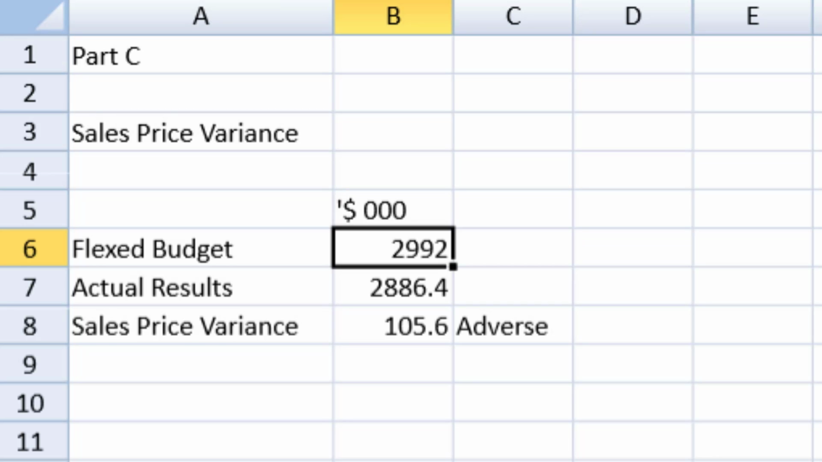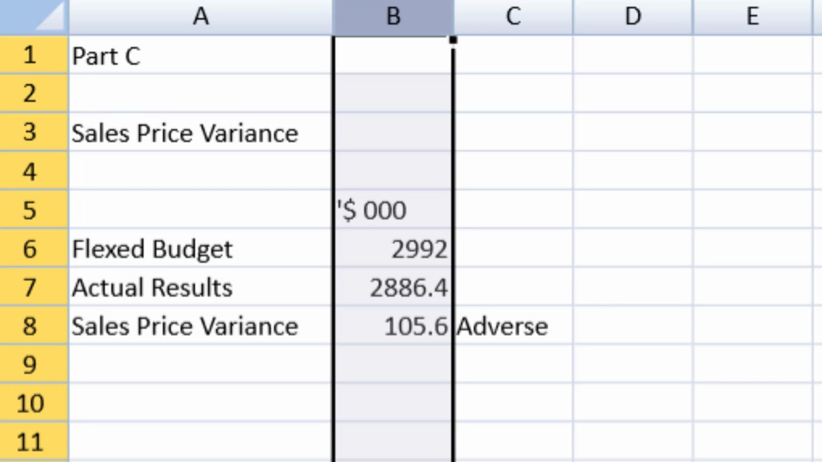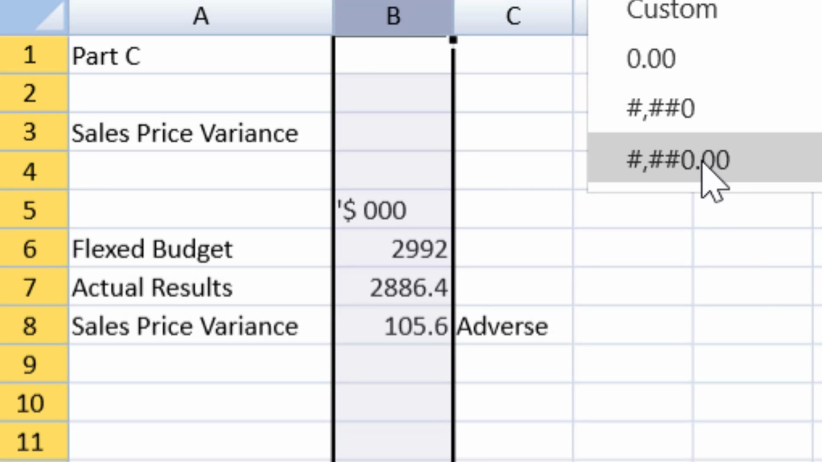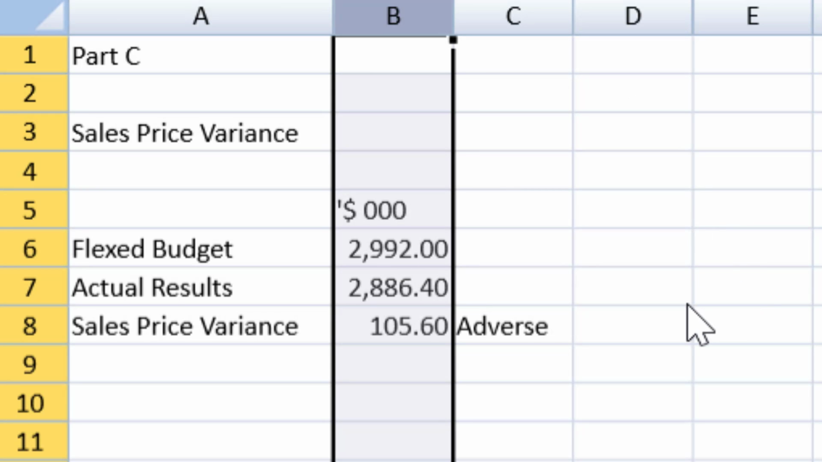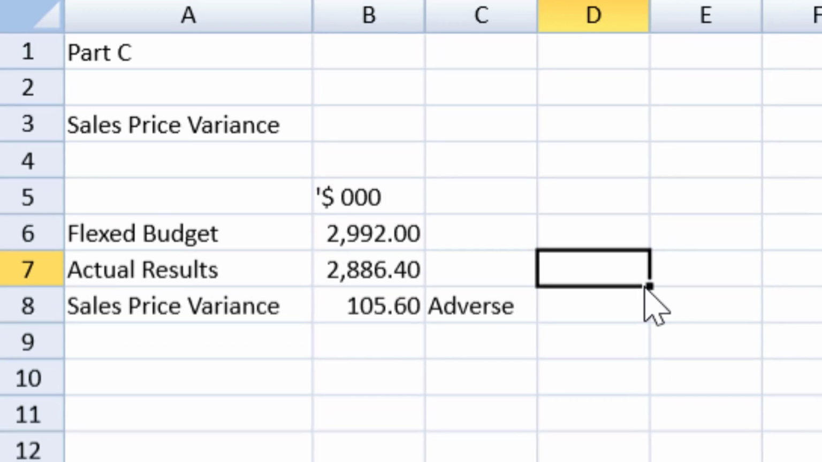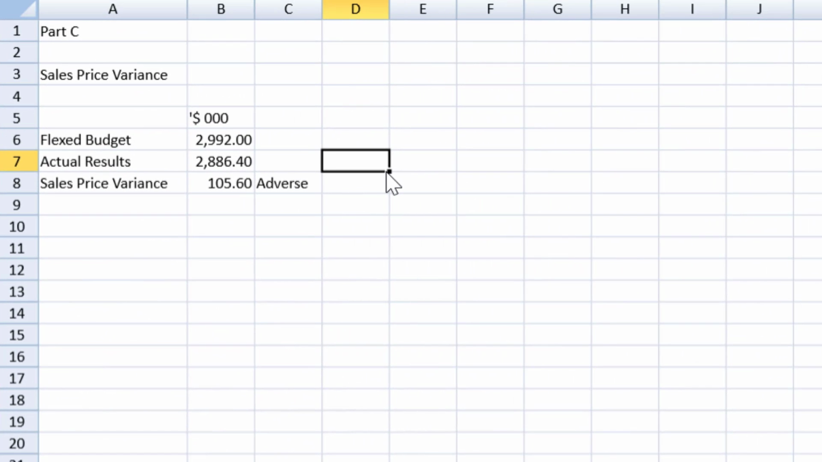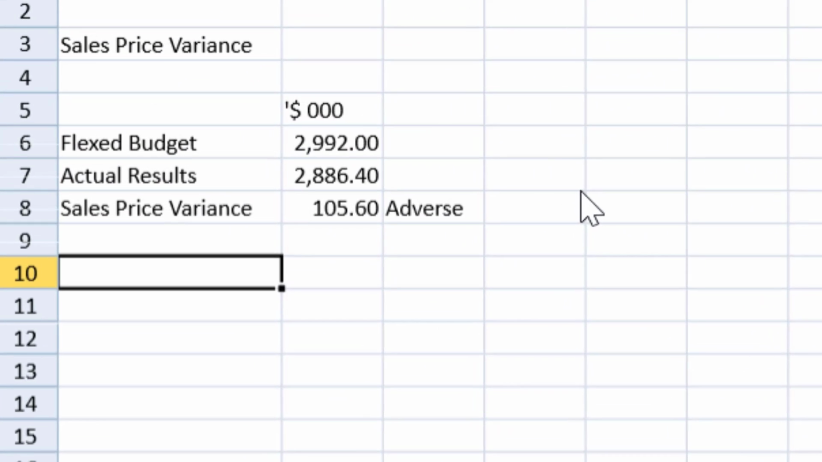Don't worry, there are no marks for spelling or formatting. If the marking team understands what you're doing, if they can follow your work, you'll get the credit. One thing I'll do, though, I will be neat, I will be professional. Let me just round this all off consistently. I'm not going to get a mark for that, but I like to be neat and professional. There we have it. Guys, moving on to the sales volume variance.